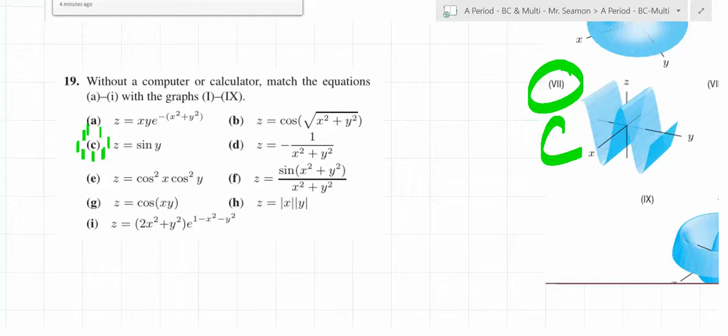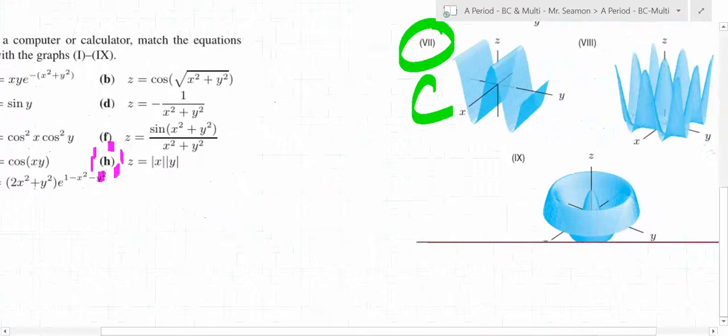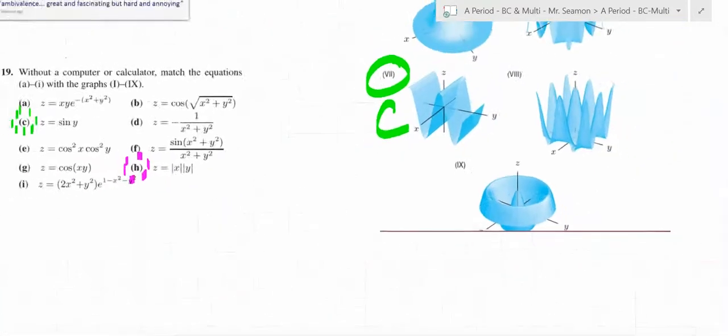What's the next one that maybe looks a little bit nice? Do the absolute value. Hold on. Let's just knock off the ones that are kind of singletons. H. Let's look at H. G is another one, absolutely. But let's look at H here. Z equals the product of x and y, and it's always going to be positive.